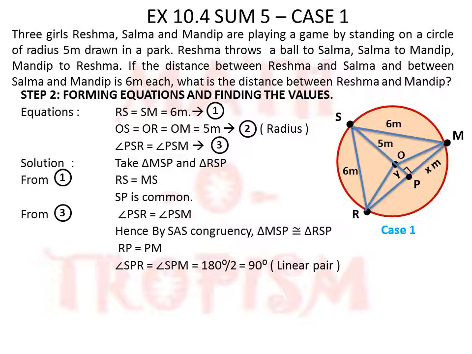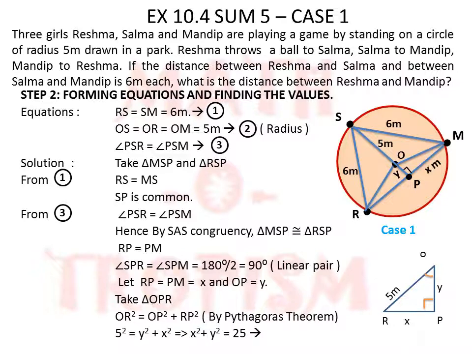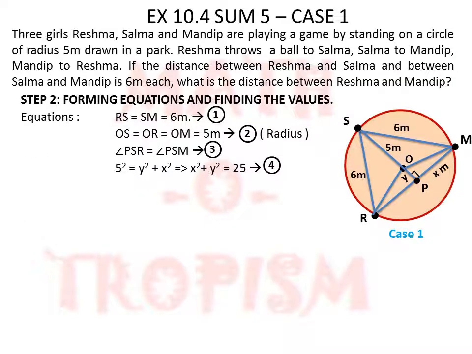So let us take RP as x, which is also half of RM. OP is equal to y. Now when we take triangle OPR, we know that OR square is equal to OP square plus RP square. So 5 square is y square plus x square, which implies x square plus y square is 25.